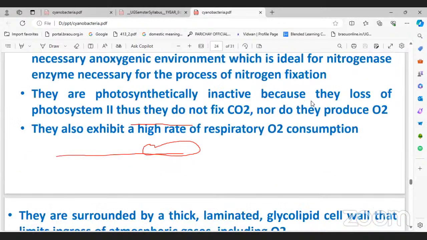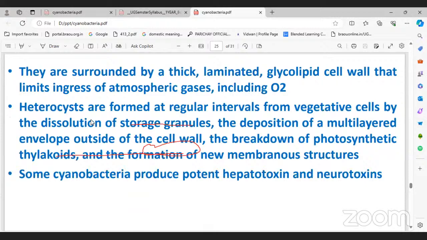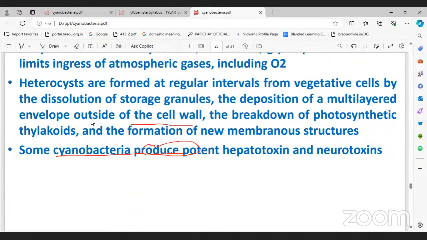They are photosynthetically inactive, already told you, because they lose photosystem 2, especially in the chloroplast. Actually, there are two types, photosystem 1 and 2. But in heterocyst, due to lack of photosystem 2, they do not fix carbon dioxide and do not produce oxygen. They also exhibit a high rate of respiration and oxygen consumption. Already told you the heterocysts are formed at regular intervals, intermixed with vegetative cells, situated in the middle of the thallus or at the top of the thallus.